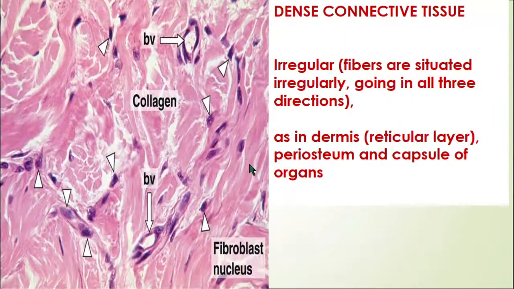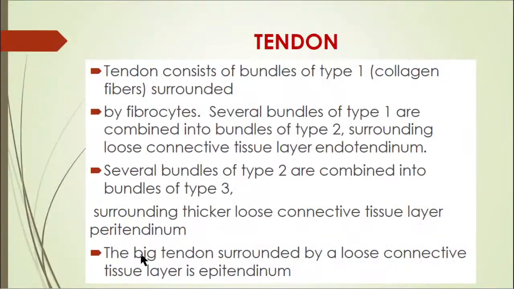Now dense connective tissue, very shortly. Irregular fibers are situated going in three directions. So this is dense irregular connective tissue, and we have seen fibroblasts visible everywhere. Also tendon. The tendon consists of bundles of type 1 collagen fibers surrounded by fibrocytes, and several bundles of type 1 are combined into bundles of type 2, surrounded by a loose connective tissue layer, the endotendinium.